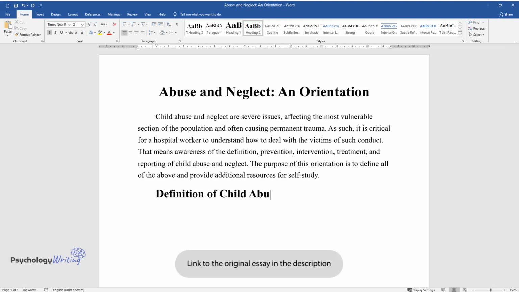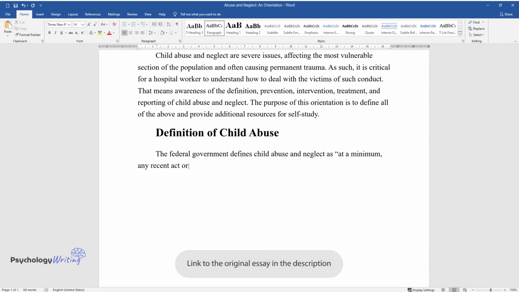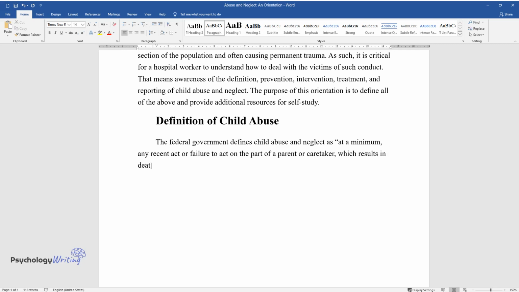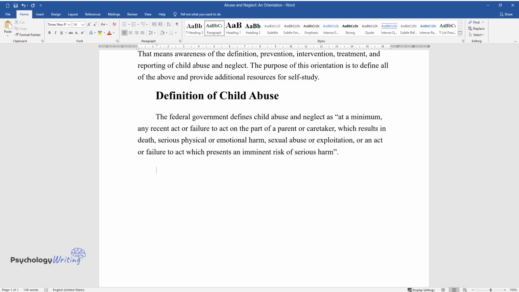Definition of child abuse. The federal government defines child abuse and neglect as, at a minimum, any recent act or failure to act on the part of a parent or caretaker, which results in death, serious physical or emotional harm, sexual abuse or exploitation, or an act or failure to act which presents an imminent risk of serious harm.